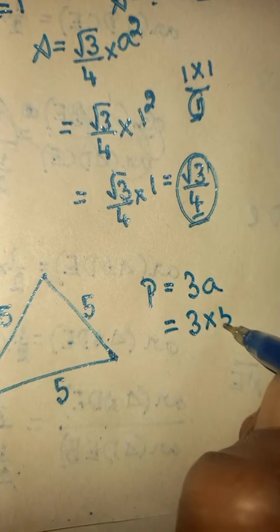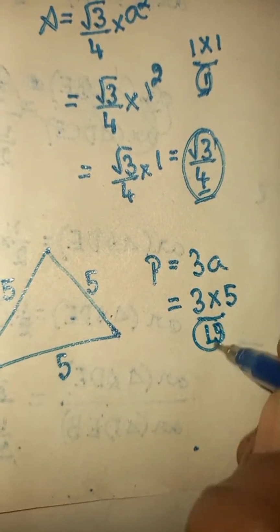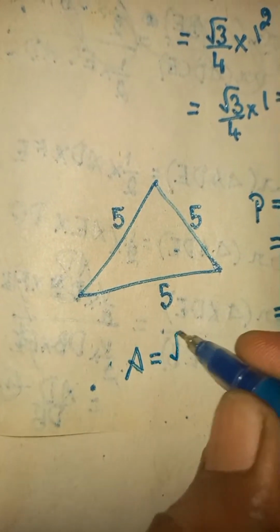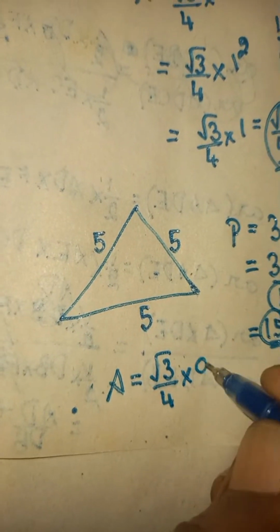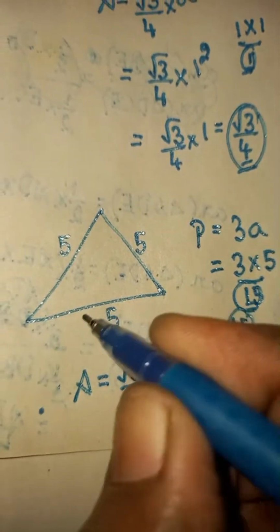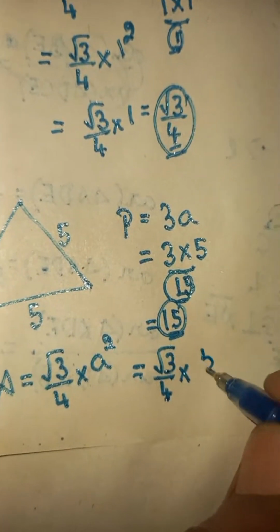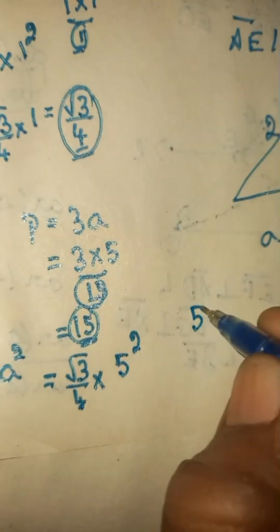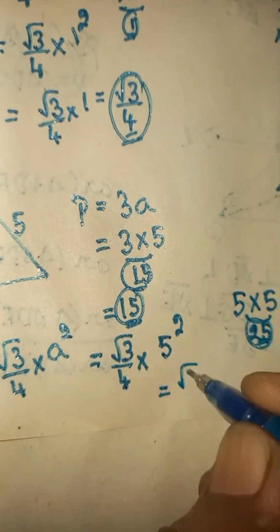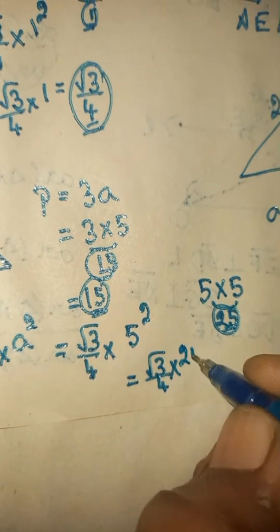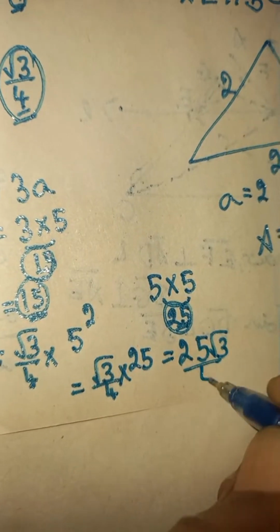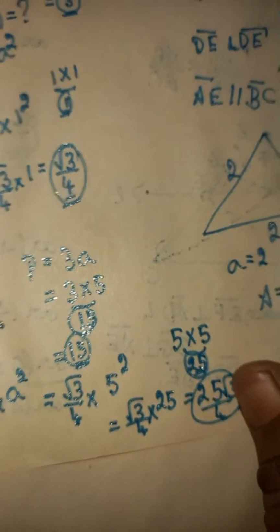That is 3 times 5 units. 3 times 5 is 15 units. Area of this equilateral triangle is root 3 by 4 times a square. That means root 3 by 4 times this side length, which is 5 units, 5 square. 5 square is 5 times 5, which becomes 25. So this is root 3 by 4 times 25. 25 times root 3 is 25 root 3 by 4 square units.